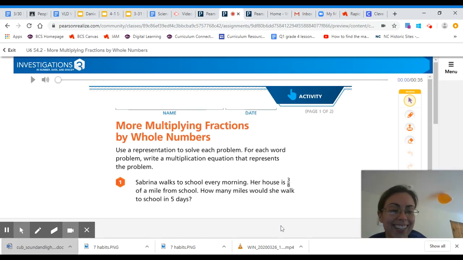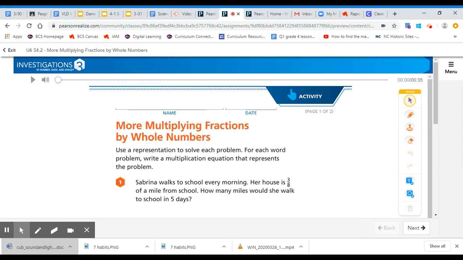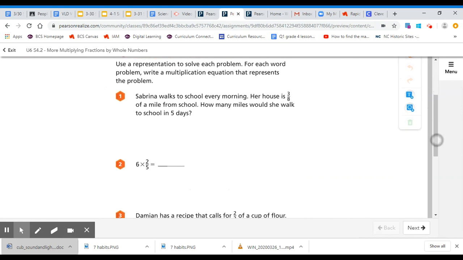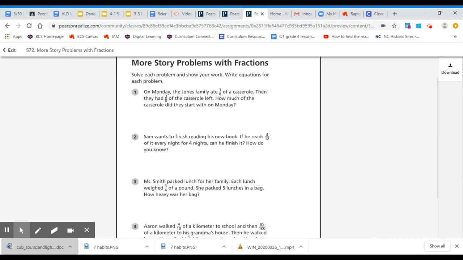Number 2. When we look at number 2, oh, it looks like I pulled up the same page here. Okay, so this one's really tricky. On Monday, the Jones family ate 3/8 of a casserole. So we know that we are dealing with eighths here. When you deal with eighths, you want to go ahead and draw that eighths out so you can start working with what you're working with. You can see what you're dealing with. So there are my eighths.